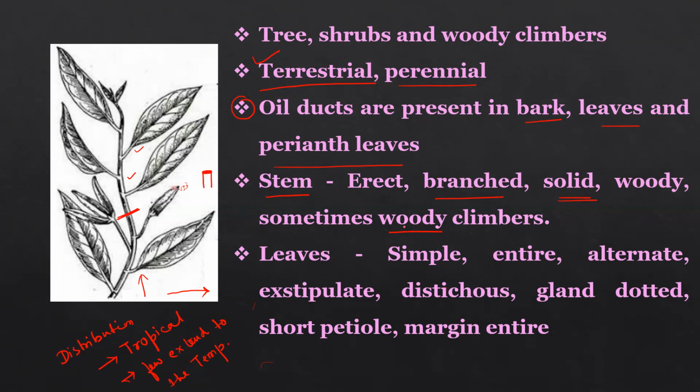Now coming to the leaves. Let's see. They are simple, entire, alternate. Entire means what? This one. The margin is entire. See, it looks like this. There is no incision like this, like this. Okay, so it is entire. Correct? Alternate.